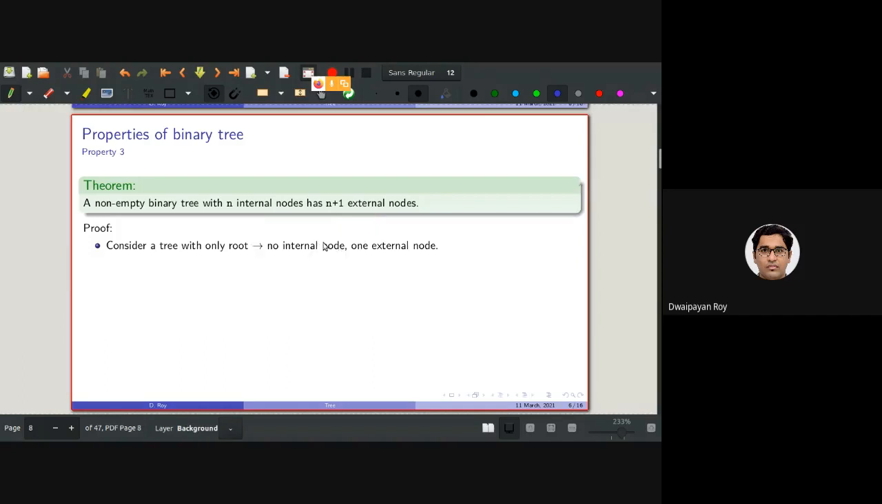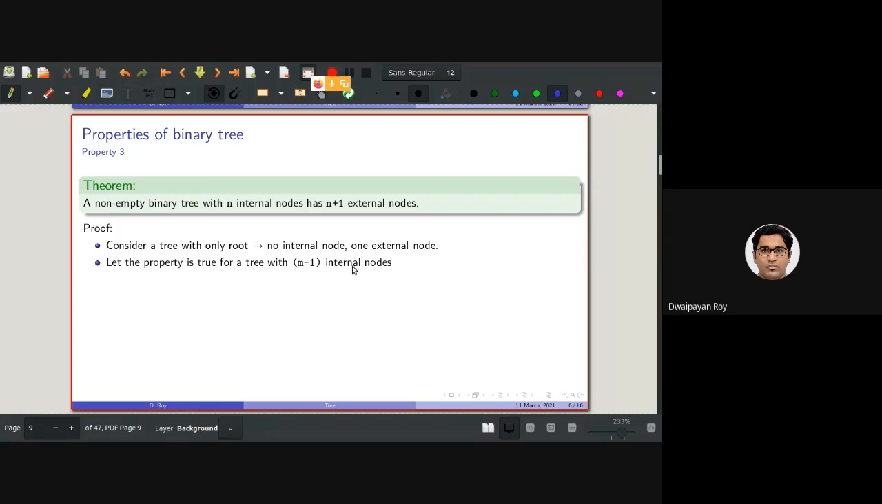So in that case, it will be only one external node, so no internal node. So the number of external nodes is 1, and the number of internal nodes is 0. So it is true for a tree with only the root. Now let the property be true or valid for a tree T with, say, m-1 internal nodes.